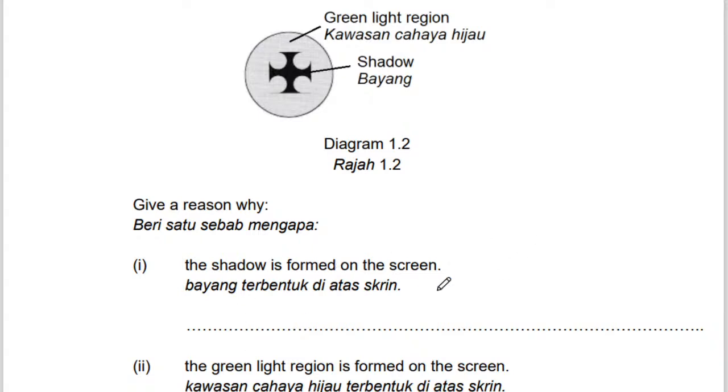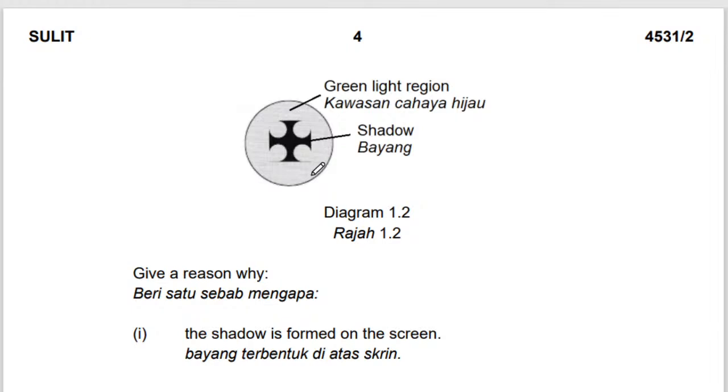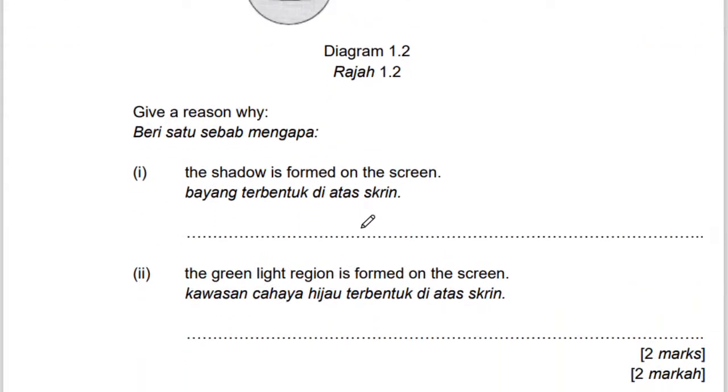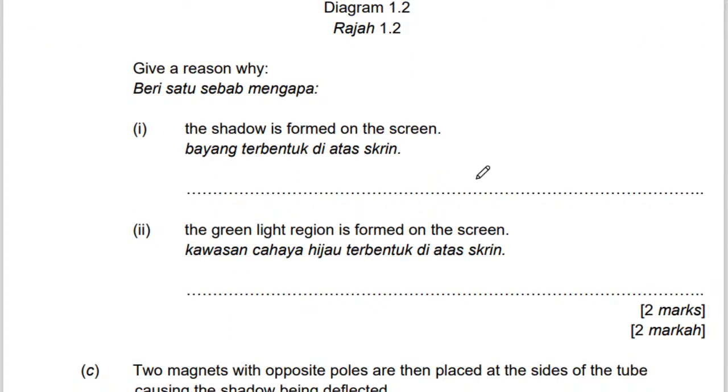Okay, see. Now, this is actually what you learn in primary school. A shadow is formed due to light traveling in a straight line. But now you need to look at this. So they also have green light. In this case, the shadow is formed because the cathode ray is blocked by the cross. It means that the cathode ray moves in a straight line. So this is only 1 mark.